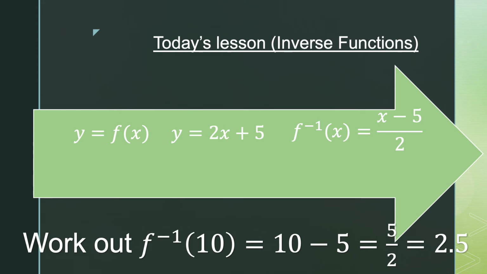Next part, work out f inverse of 10. So it's putting 10 into here. 10 minus 5, divided by 2, gives me 5 over 2, which is 2.5.